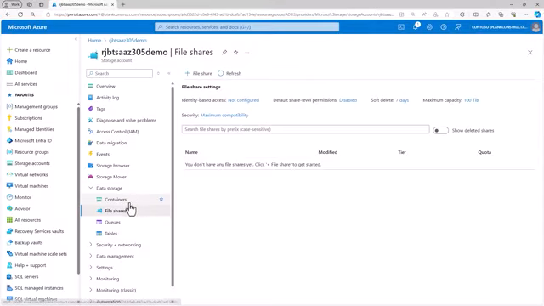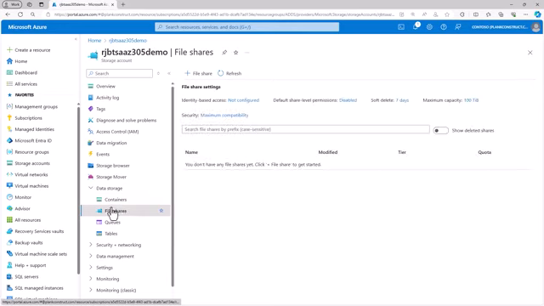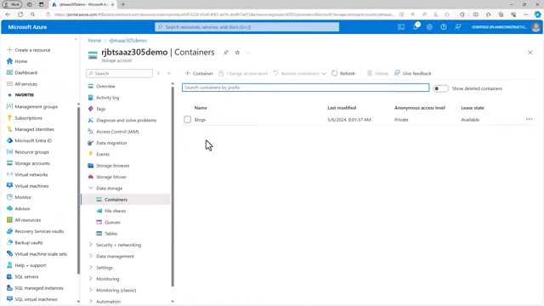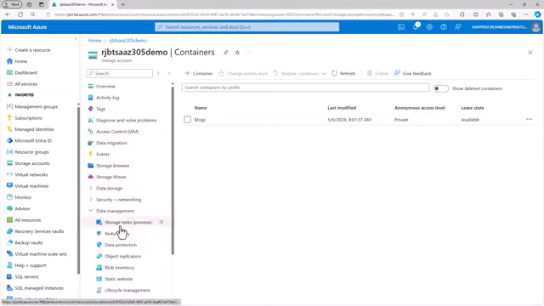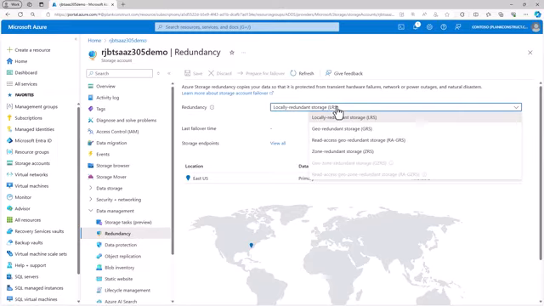Working with data storage, I can take a look at the specific types of storage we talked about, the blob storage and containers. We also have our file shares. It's in here that I can actually build new containers to access the objects. Under data management, I can change the redundancy types if I wanted, from locally redundant to the ones that are available in the region that I've deployed to.